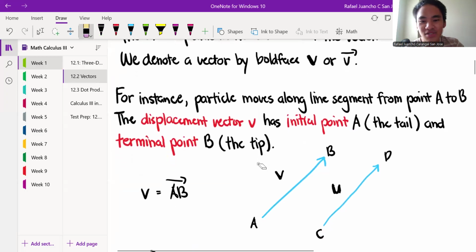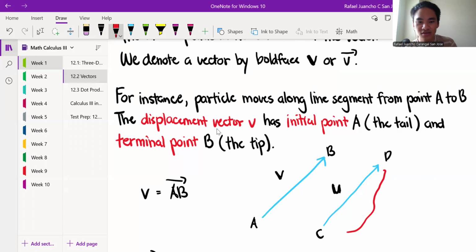And then now we have an example here. A particle moves along a line segment from A to B. The displacement vector. Here we said that vectors can be speed. I'm kidding. Vectors can be velocity, could be displacement, could be acceleration. So this thing is displacement. Right? And it has this initial point. Actually, both of them are displacement. It has this A initial point and B, the terminal point.